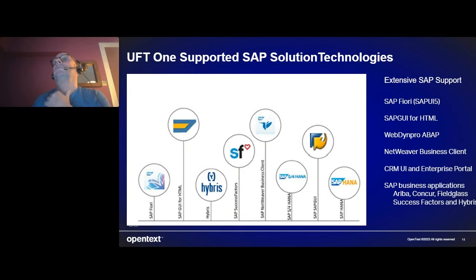So what SAP technologies does UFT One currently support? It's got extensive support for all of these SAP technologies: SAP Fiori, SAP GUI, WebDynpro, NetWeaver, Ariba, SuccessFactors, and all of the above. So this is GUI testing or UI testing. In addition to SAP user interface testing, UFT One supports APIs like SOAP, OData, RFC, and iDocs. All of this is with one tool, no add-ons, no additional costs, so it all comes out of the box.